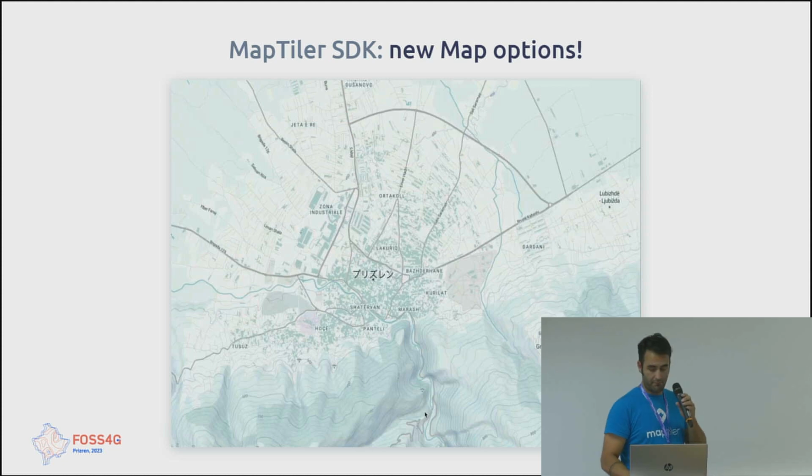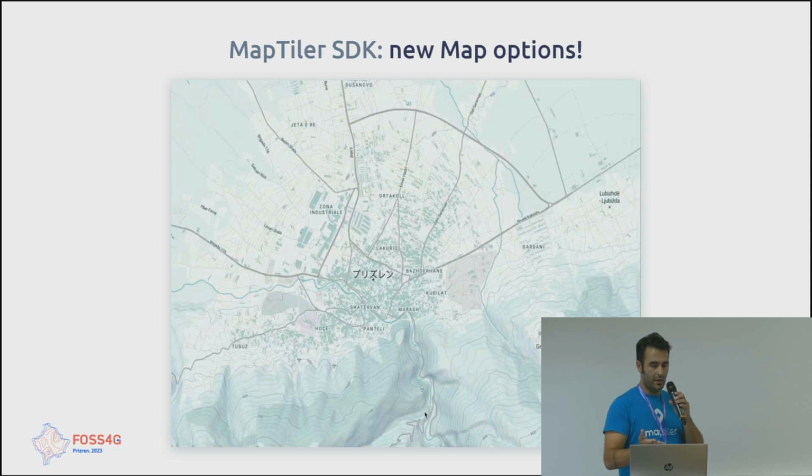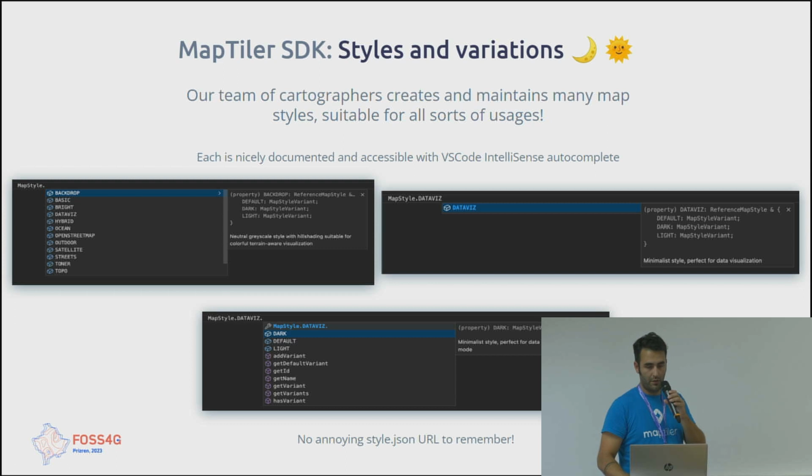So here, as we could see before, language Japanese, it's because here it's on Prizren and it's obviously not the local language. So as you can see, the main label for the city is written in Japanese, but all the other labels that don't have the Japanese label will fall back to the local name. So yeah, here is basically another view. The styles and the variation.